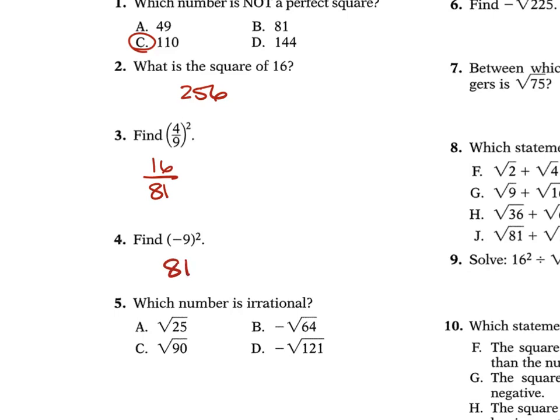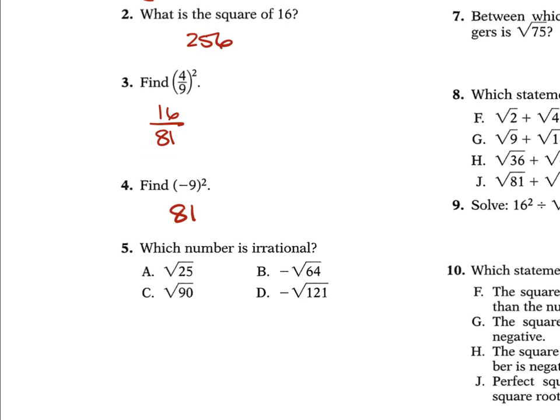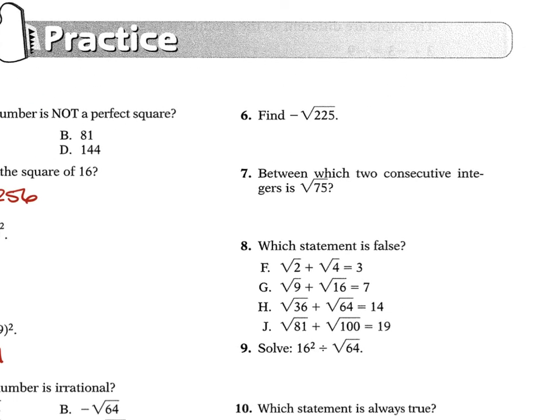5 asks which number is irrational. Irrational means that you cannot get a perfect square when you take the square root of these. So C is irrational because you cannot find the square root of 90. 6 asks to find the negative square root of 225. That's negative 15. 7 says between which two consecutive integers is the square root of 75? Well, we would have the square root of 64 and the square root of 81, so that would be 8 and 9.